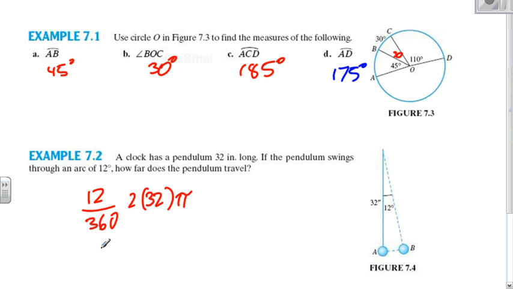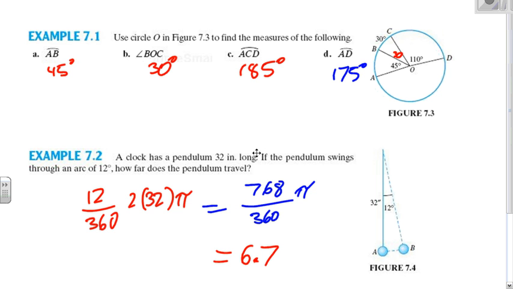So by multiplying out, 12 times 2 times 32 is 768 over 360 times pi. So multiplying all the way using decimal approximation for pi, we get about 6.7. And since that's in inches, this is also inches.